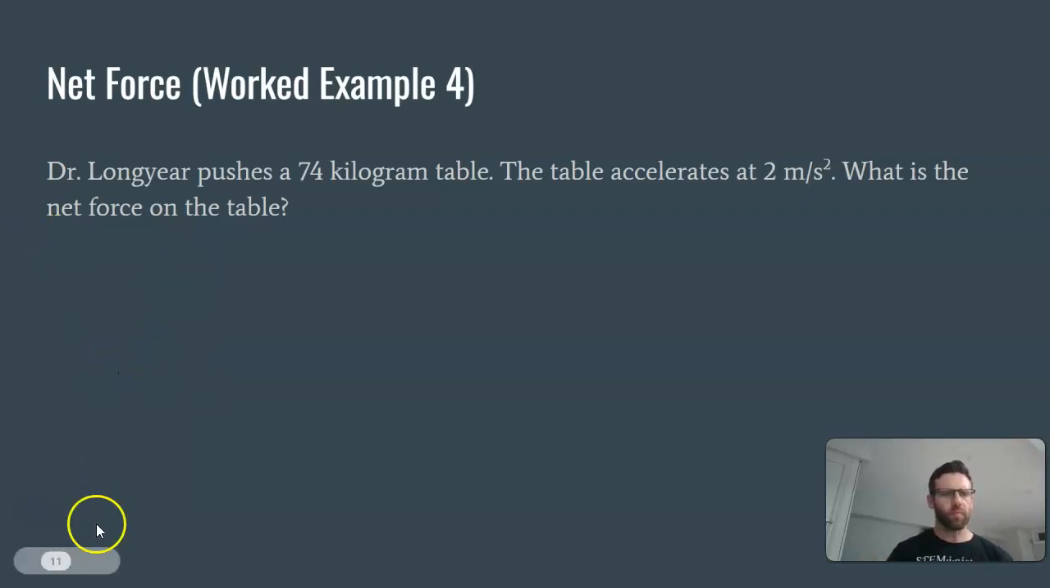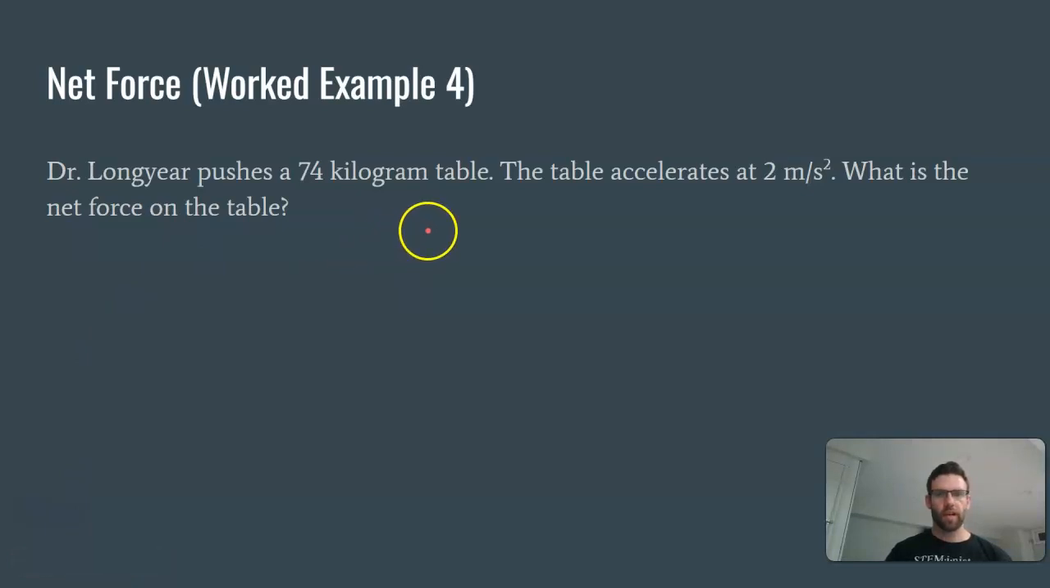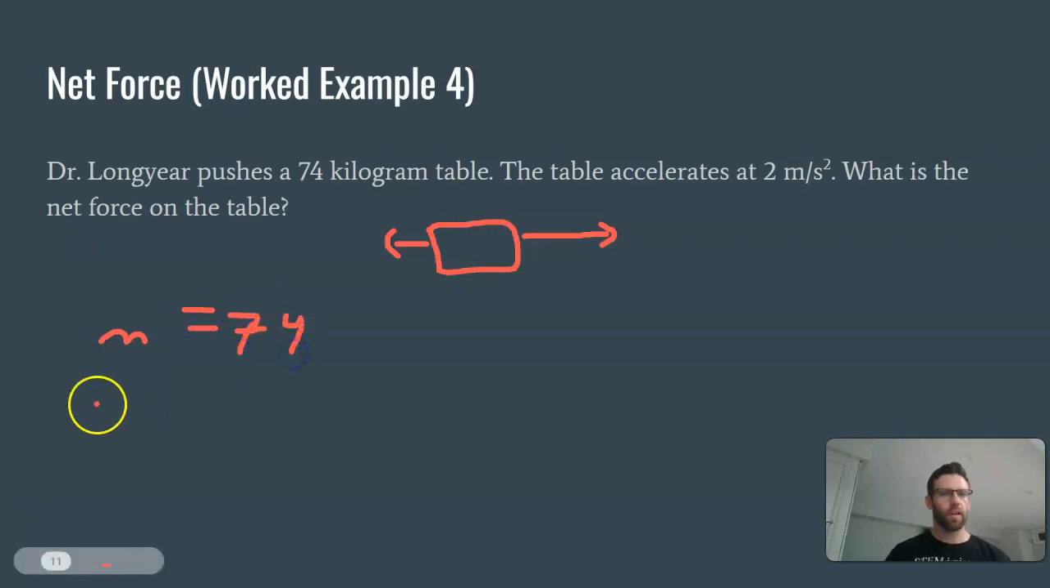So let's draw a model of this really quickly. We just draw the table as a box. I know that I'm pushing it this way. There might be some friction this way. But what I know is that the mass is 74. And then the acceleration is 2.